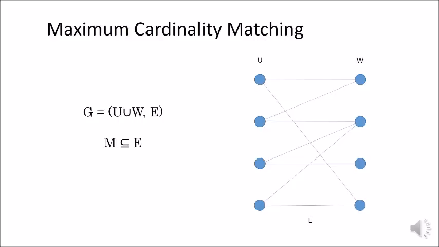A matching is a pairing, i.e. a vertex in U is paired with a vertex in W using one of the edges provided. Therefore, the set of these matches will be a subset of E. Here, we use green lines to show a match, and maximum cardinality means that we want the most matchings we can.